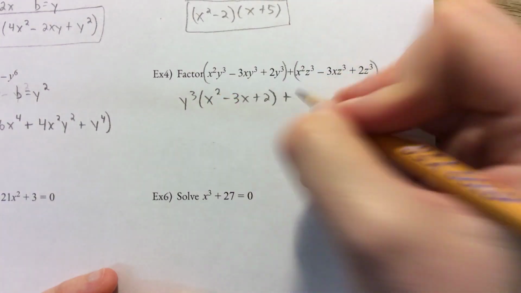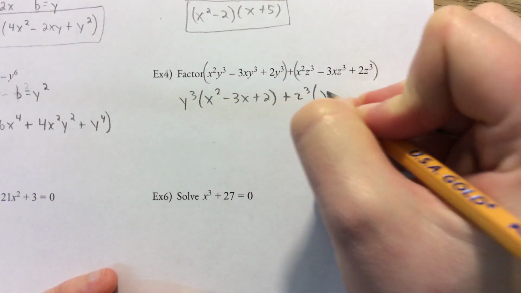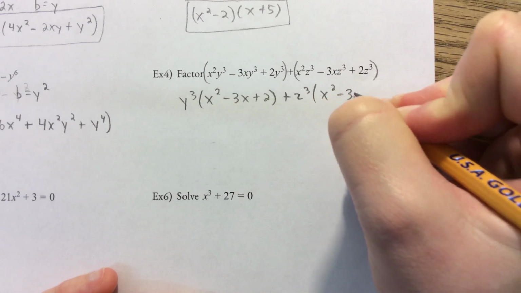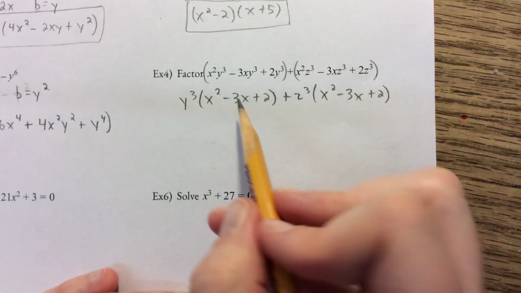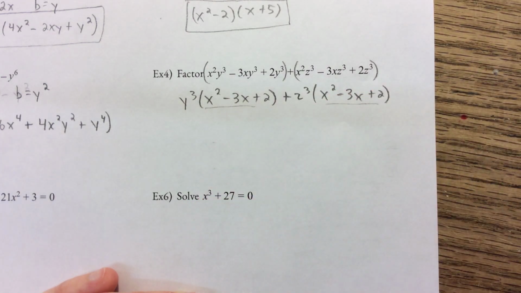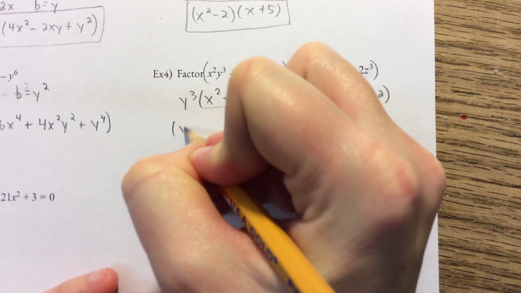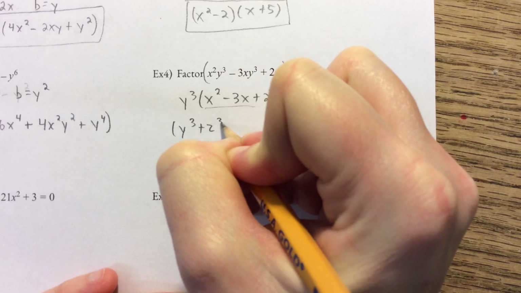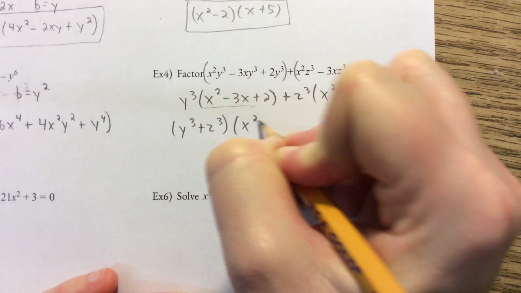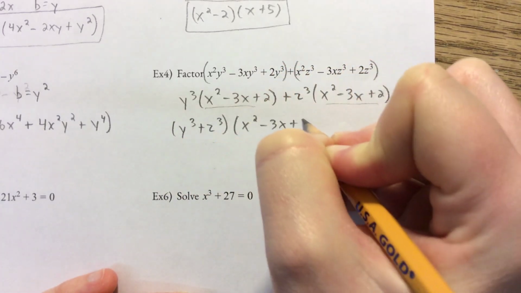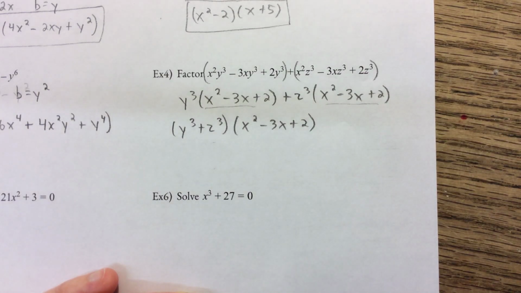And over here, we have a z cubed in each of those. So this becomes, and as you can see, these match up to be the same again, which is what we want. So these two pieces are going to come together in a factor, y cubed plus z cubed. And then this stuff that was in the parentheses is my other factor.